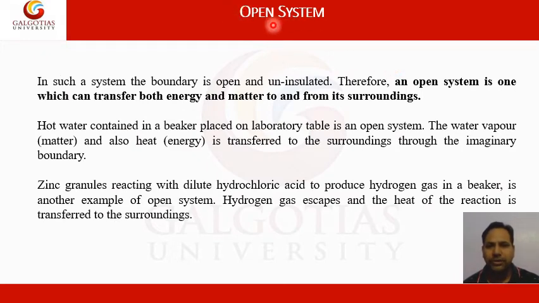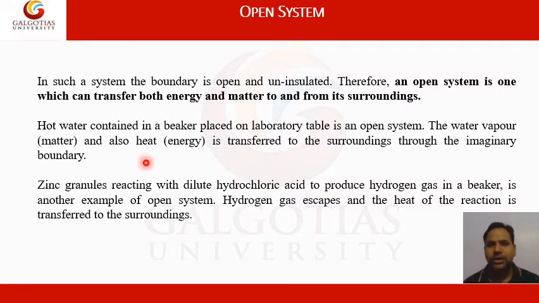This is another one showing the open system. An open system is a system whose boundary is open and uninsulated. Therefore an open system is one which can transfer both energy and matter to and from its surroundings. So energy and matter both will exchange with its surroundings. An example is a hot water container, a beaker placed on a laboratory table, which is an open system where the water vapor, meaning matter, and also heat, meaning energy, are transferred to the surroundings through the imaginary boundaries formed there.